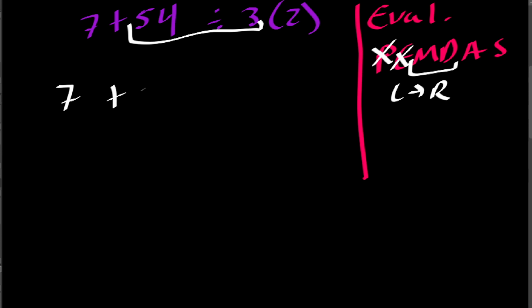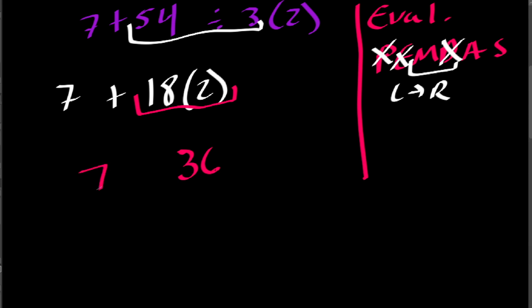I have 7 plus 54 divided by 3 is 18 times 2. So now we're done with the dividing, so we can do the multiplication, because multiplication happens before addition. So 18 times 2 is what we're going to do next, and 18 times 2 is 36. So now we have 7 plus 36, and we only have addition left to do.